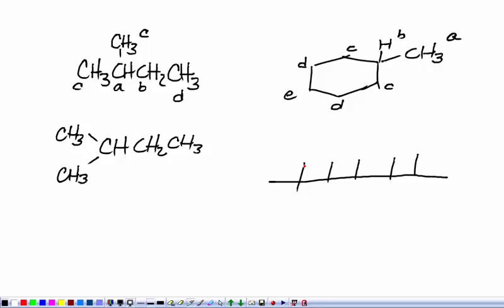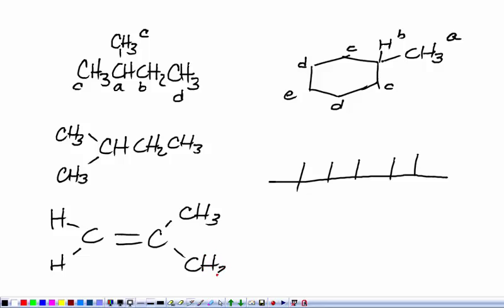But we got to start somewhere. So this is the idea. There are 5 sets of chemically non-equivalent hydrogens. There's 5 sets of peaks that are not equivalent to each other. Next. Alkene.